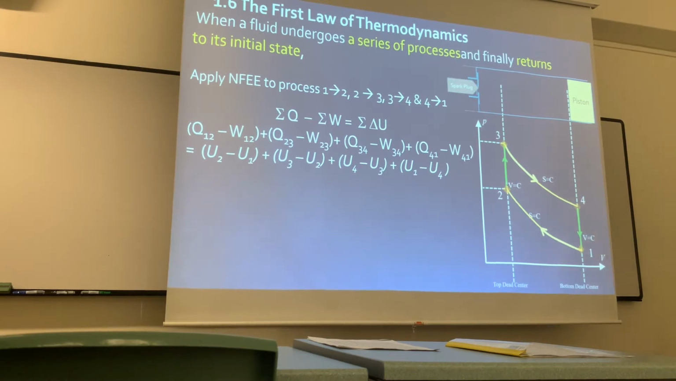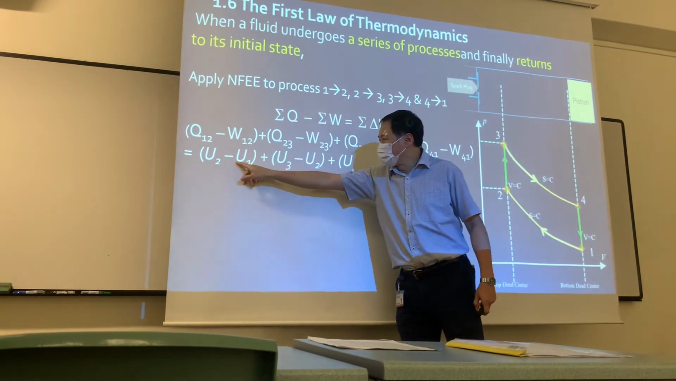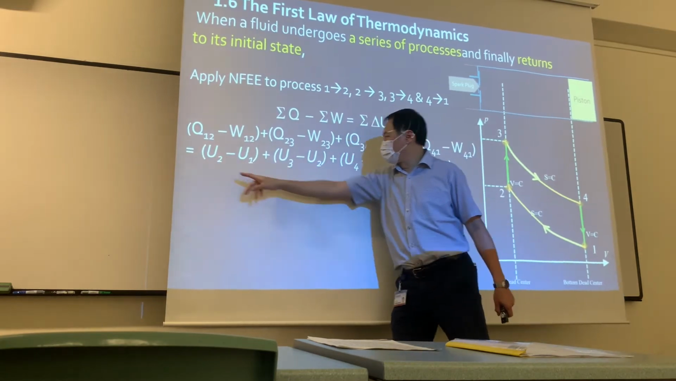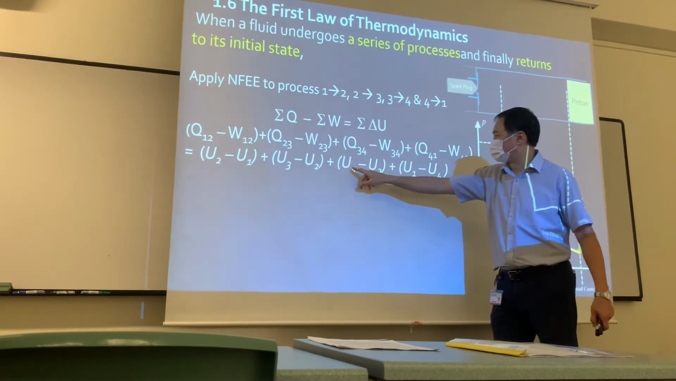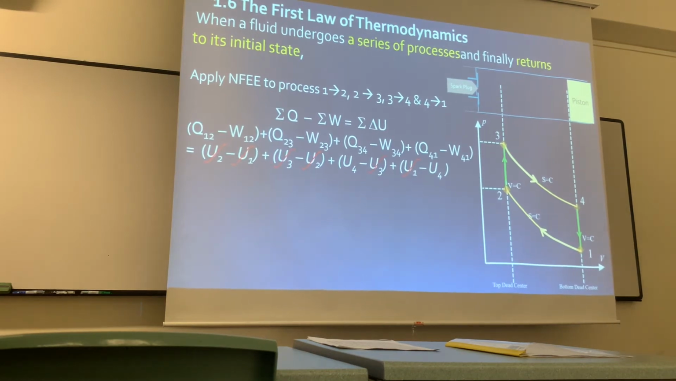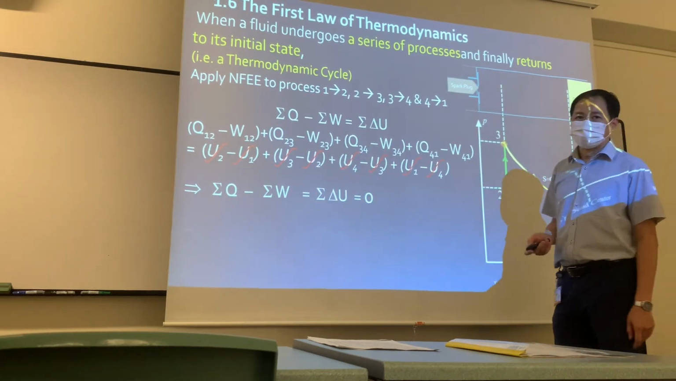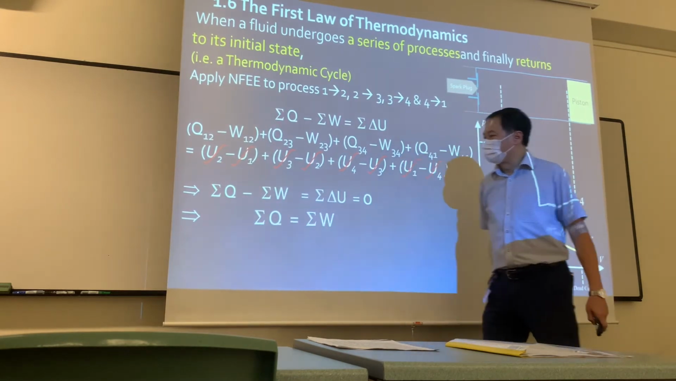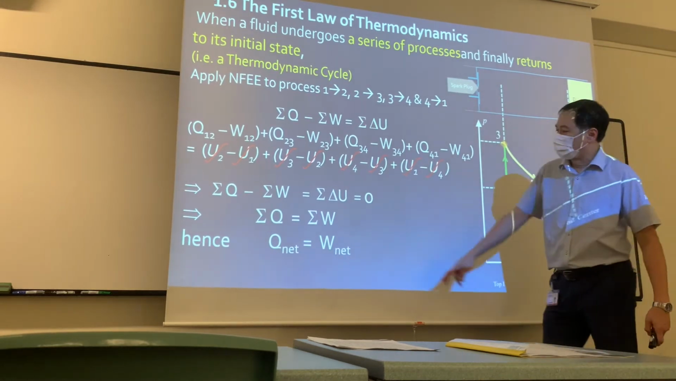Don't worry. More important is this one. On the right hand side, you have the negative U1 here, you have the positive U1 here. You also have a positive U2 here, then you have a negative U2 here. Likewise for U3, positive, negative, U4, positive, negative. So all this you can cancel away. So what do you have? In the end you only have Q and W. Means the sum of Q equals the sum of W. So what does it mean? It means the net heat is equal to the net work.